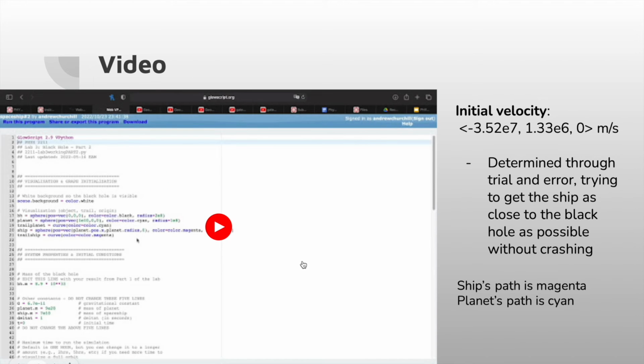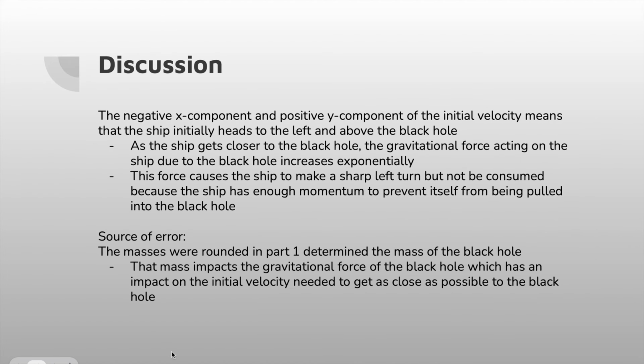In order for this to happen, the initial velocity has to be negative 3.25 times 10 to the 7th for the x component and 1.33 times 10 to the 6th for the y component. The ship's path is magenta and the planet's path is cyan. The negative x component and positive y component of the initial velocity means that the ship initially heads to the left and above the black hole.